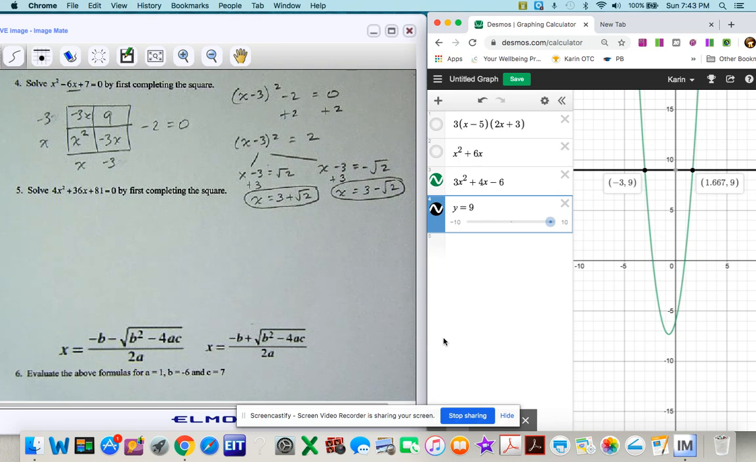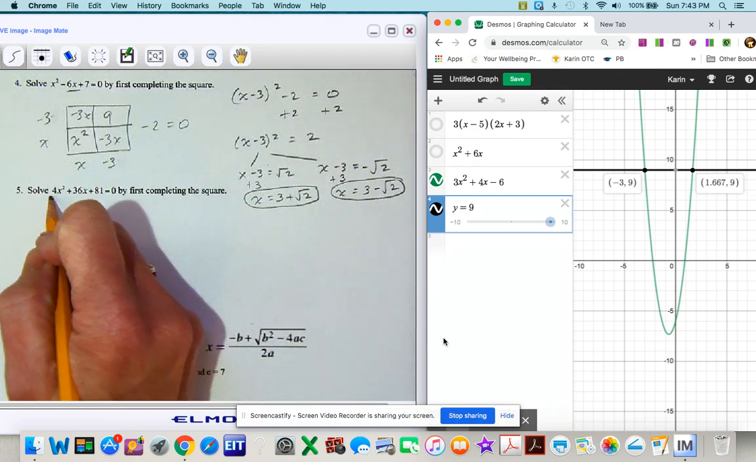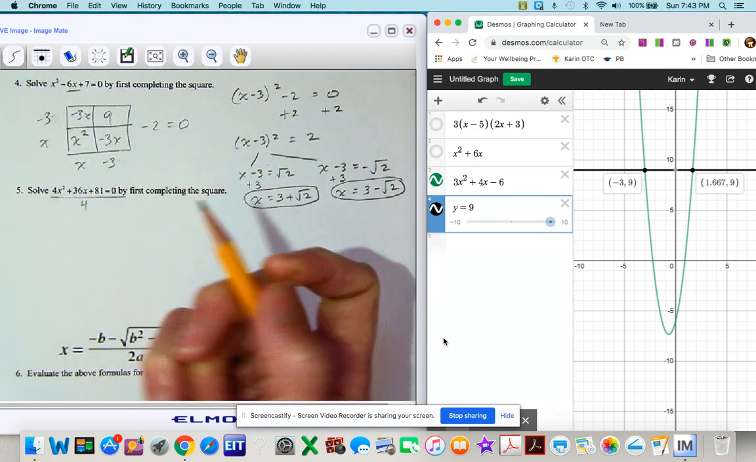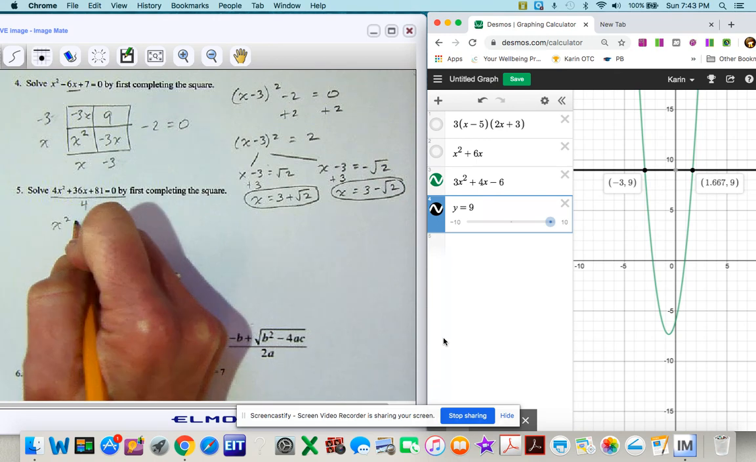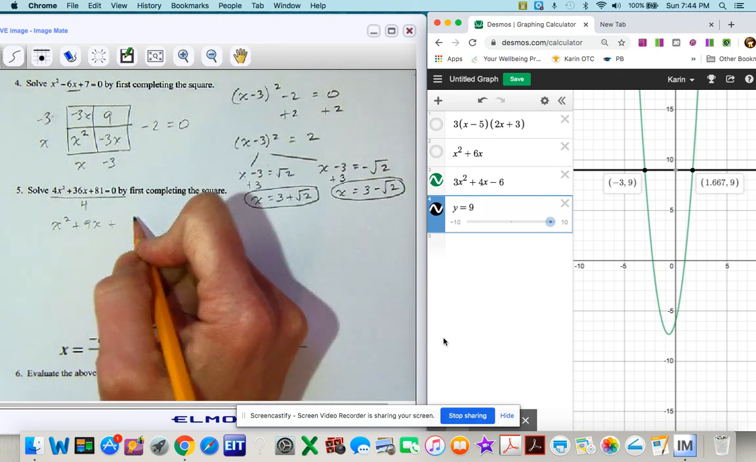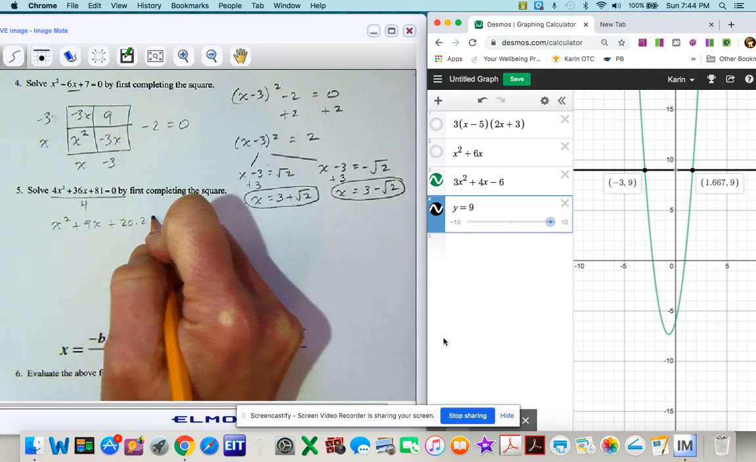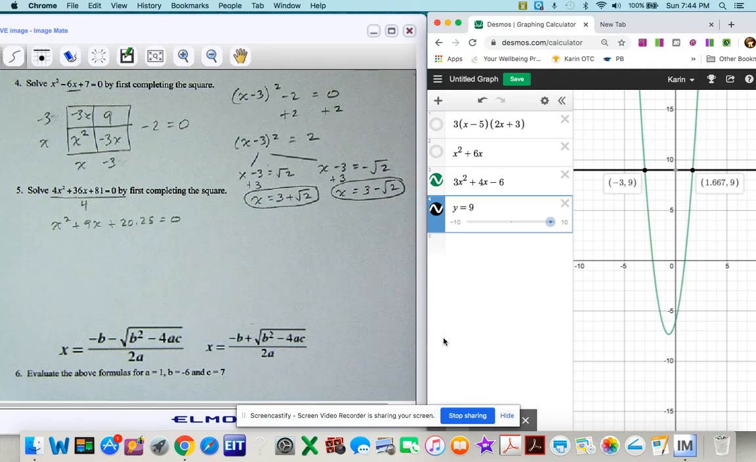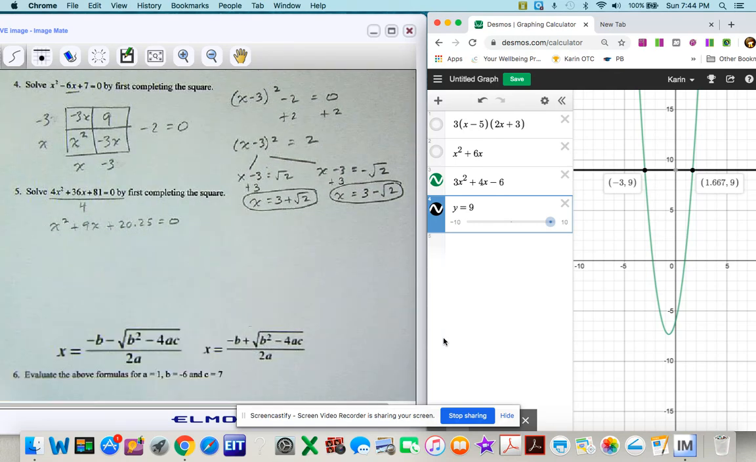But since we're solving this equation, if I wanted to get rid of that 4, I'm going to just divide it off. So I'm going to divide everything by 4. So I get x squared plus 9x plus 81 divided by 4, 20.25, equaling 0. When you're completing the square, it's often easiest if your a value is 1.